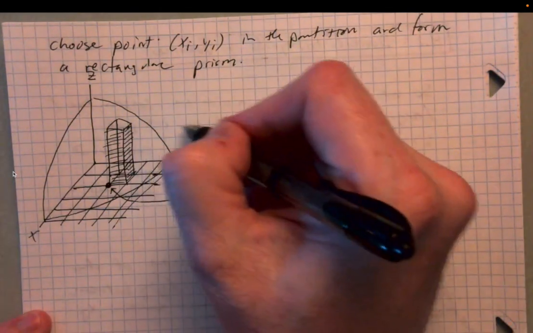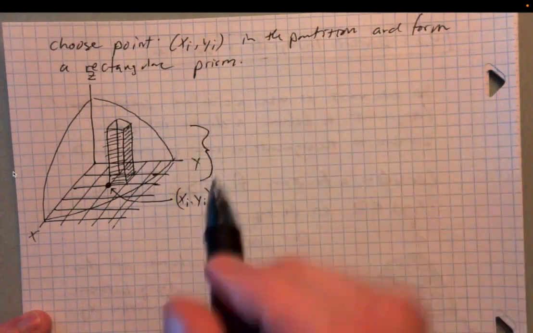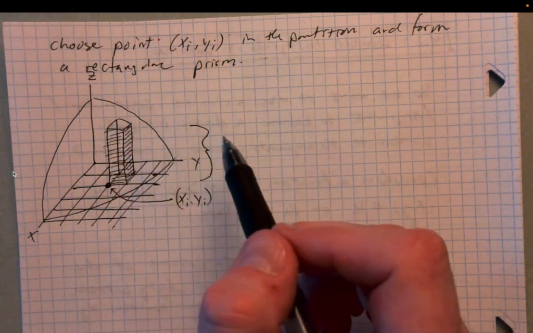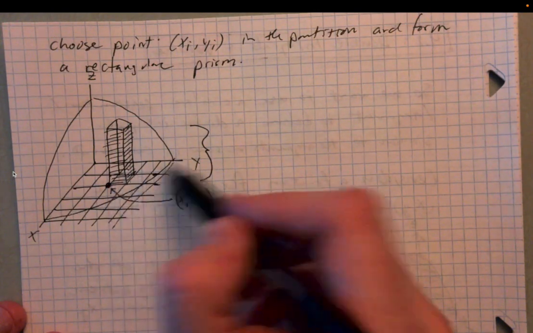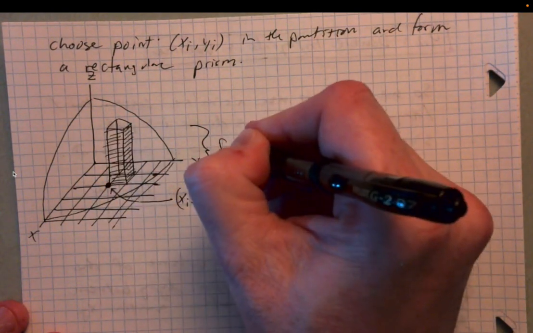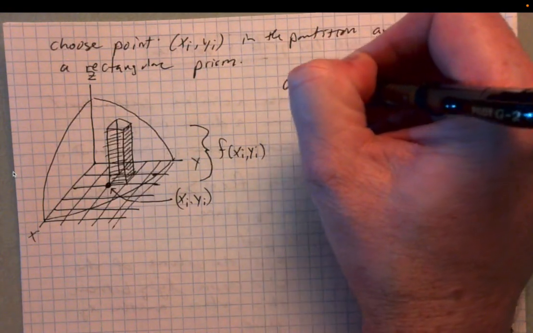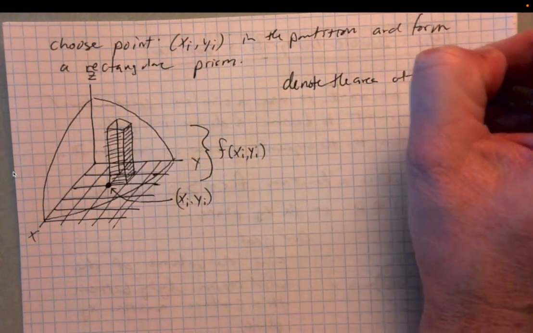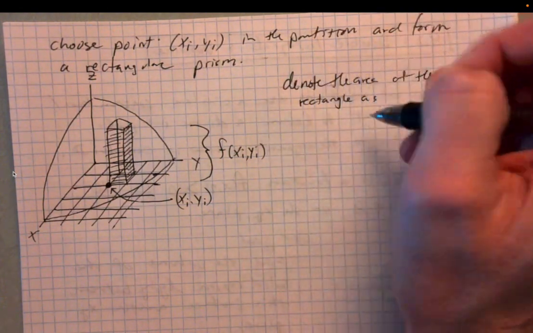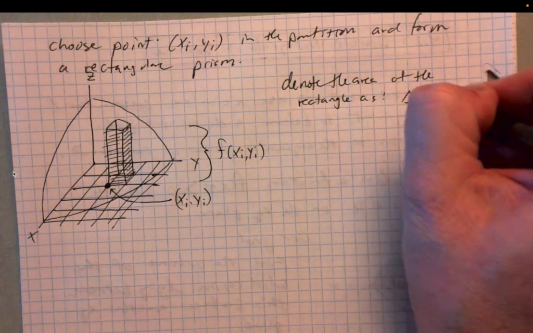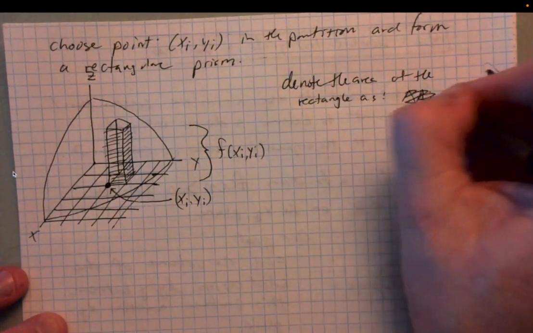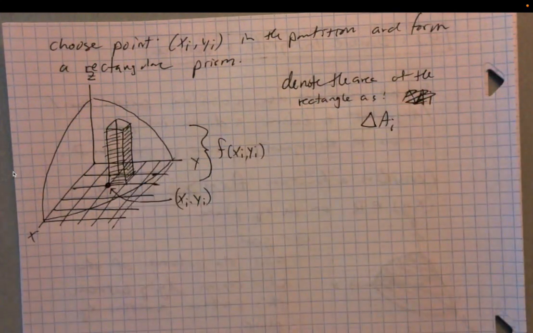What's the height of the prism? It's going to vary depending on where inside the rectangle you are. But if we're talking about the height above (xi, yi), the height is going to be f of (xi, yi). That's going to tell you how high the surface is off of the xy plane. And let's denote the area of the rectangle as delta A sub i.